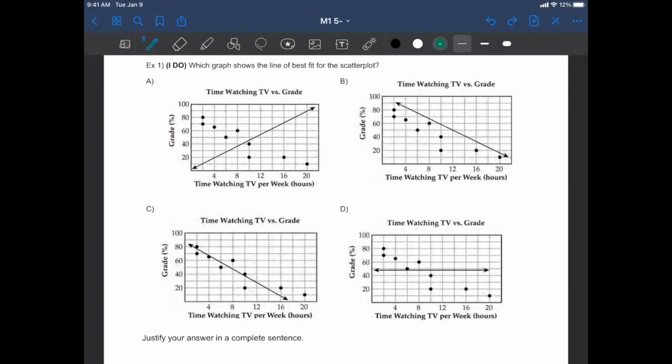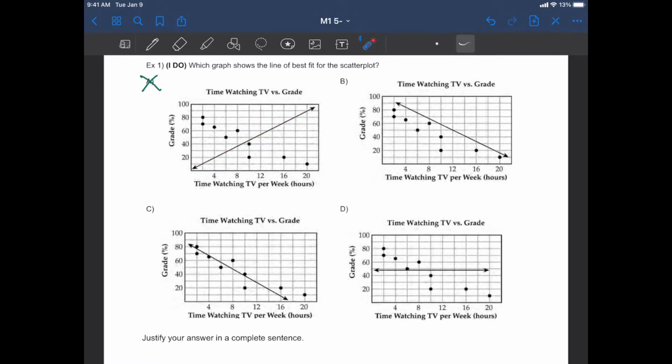Example 1. Which graph shows the line of best fit for the scatter plot? So let's look at A. Time watching TV versus grade is what's being plotted here. So we have some data points that are here. And it seems as though when time watching TV per week increases, the grade decreases, right? So our line of best fit should be a negative correlation, but the line that they put here is actually positive. So this one isn't going to work.